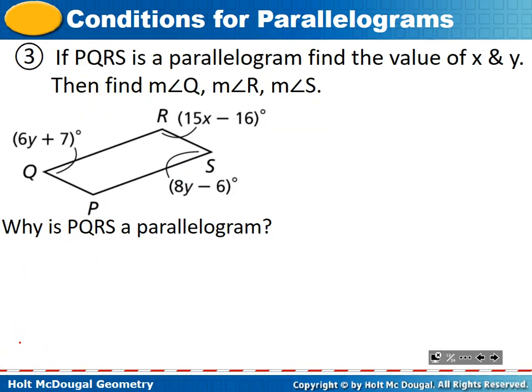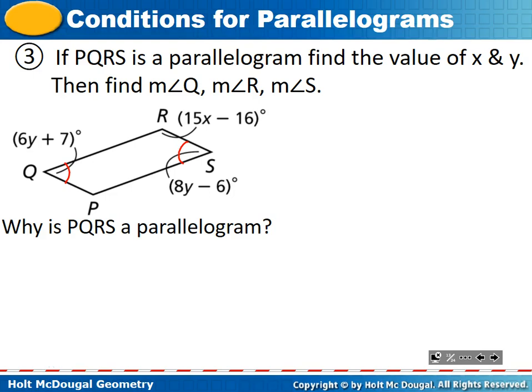It says, if PQRS is a parallelogram, find the value of x and y, and then find the measure of angles Q, R, and S. So the first thing I notice is that I've got 3 angles here, and I've got R between Q and S. So I'm thinking I'm going to use that the consecutive angles of R are both supplementary. But to find that, we need to use something we know. So we do know that these 2 angles are congruent to each other.